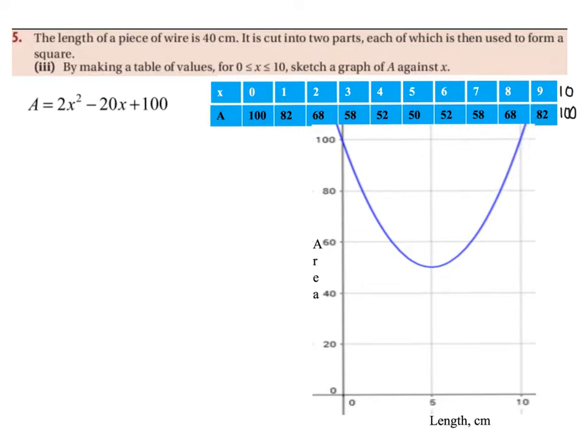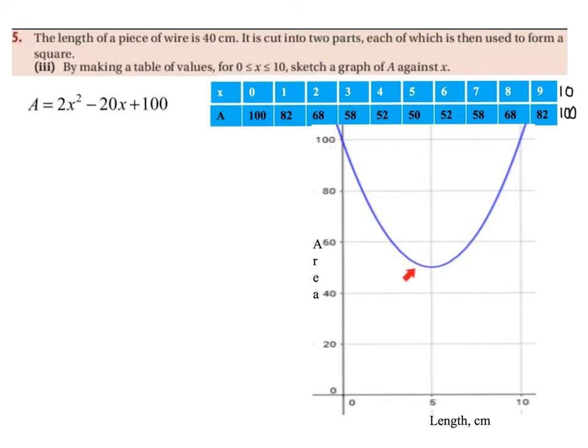So then we plot our points on our graph. So our x-axis represents length in centimeters. So that's the x-axis there from 0 to 10. And our y-axis represents area in centimeters squared. So our y values go up as far as 100.